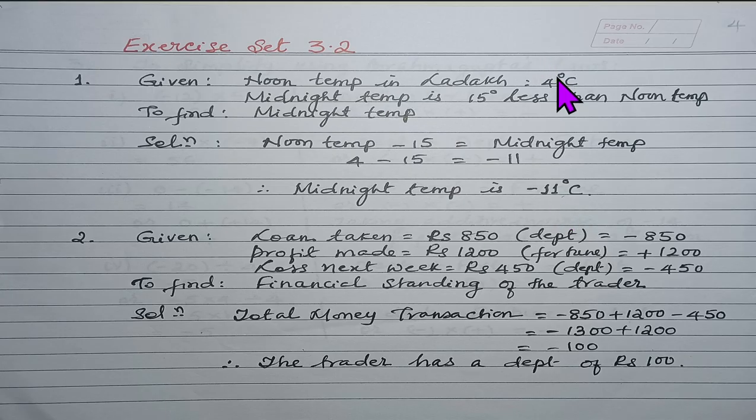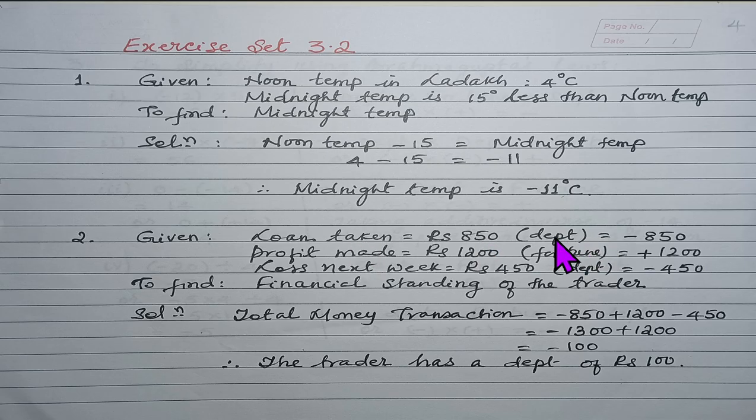That means it's very clear the noon temperature in Ladakh is 4 degrees Celsius. It is 15 degrees less in the midnight, and therefore 15 degrees less from noon temperature is 4 minus 15, and that is minus 11. Therefore the midnight temperature is minus 11 degrees Celsius. Remember that.